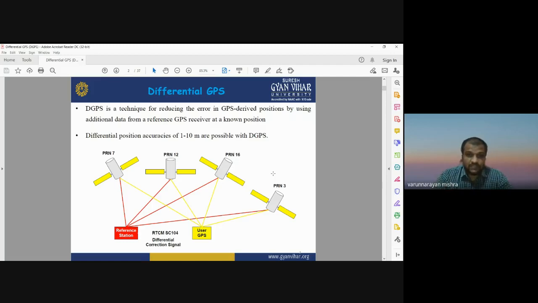In differential GPS, we use two different GPS receivers to rectify the errors caused by different factors in the signal we are receiving from the GPS satellite. Differential GPS, or DGPS, has accuracies of between 1 to 10 meters. That is very much possible by using DGPS. Now moving to the next slide.